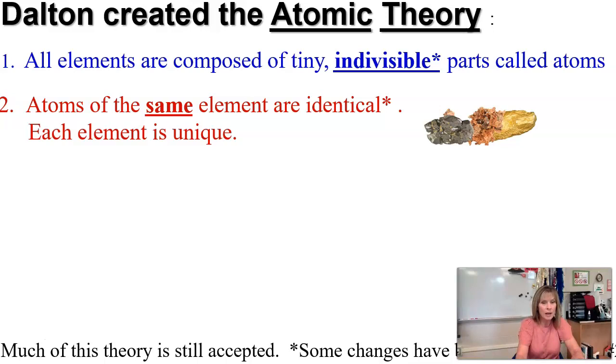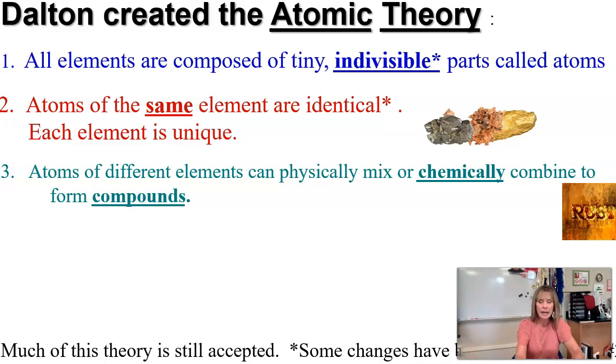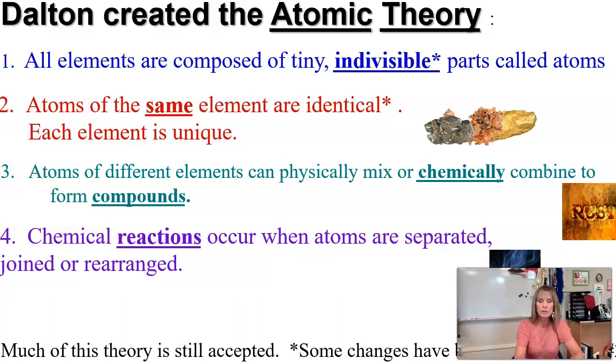So he theorized that every hydrogen atom is identical to every other hydrogen atom. And we're going to talk about why number 1 and 2 aren't quite correct. Number 3, atoms of different elements can physically mix or chemically combine to form compounds. 100% correct. Absolutely true. And then part 4, chemical reactions occur when atoms are separated, joined, or rearranged. Well, at the bottom, you see much of this theory is still accepted. Some changes have been made to numbers 1 and 2.